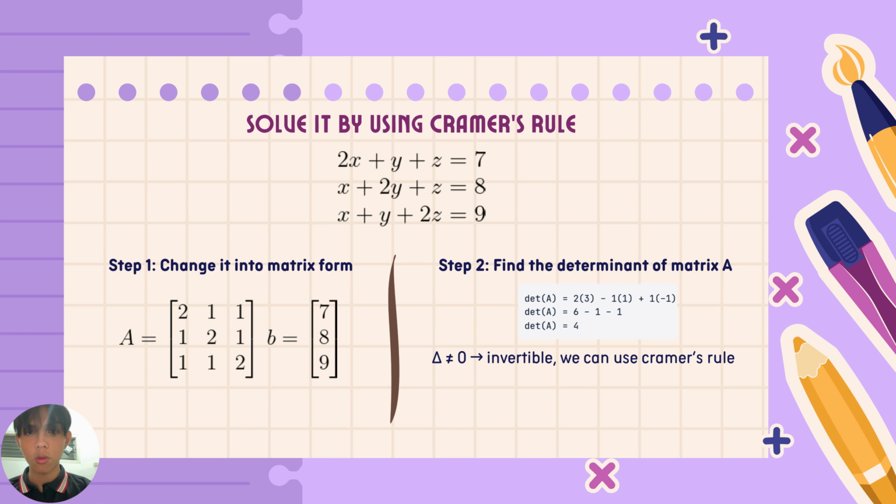Look at step 2. Determinant A equals 2 times 3 minus 1 times 1 plus 1 times minus 1. When we calculate it, we get the value of 4. It's not zero, right? So we can continue with Cramer's rule.